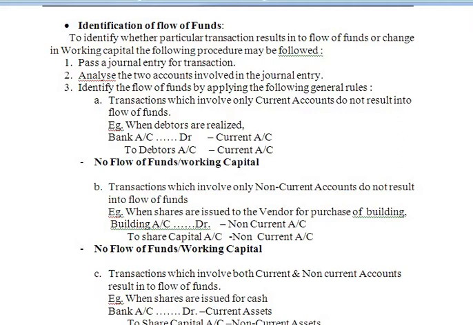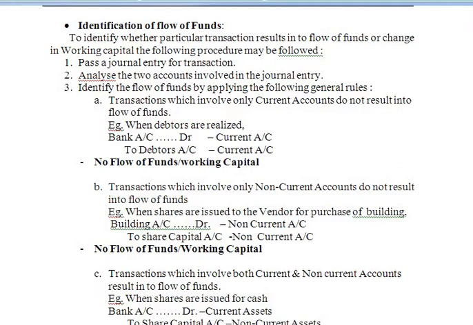Okay, whatever transaction is given, first we have to pass the journal entry. After passing the journal entry, we have to analyze the two accounts involved in the journal entry. And later, the third step is we need to identify the flow of funds by applying the following general rules. Okay, so there are a total of 3 general rules for identifying whether there is a flow of funds.